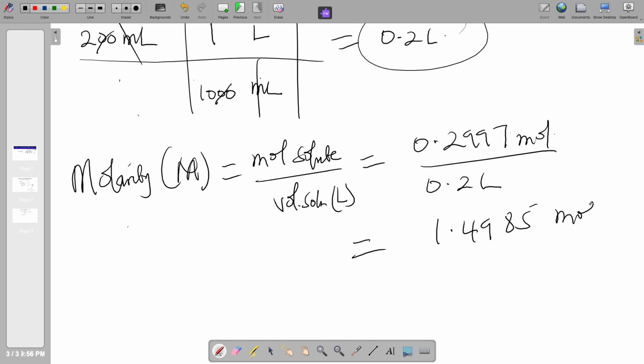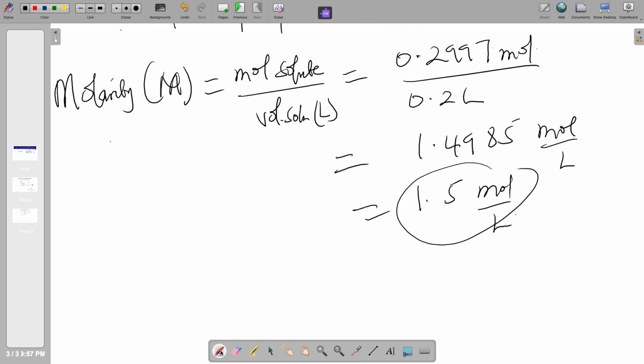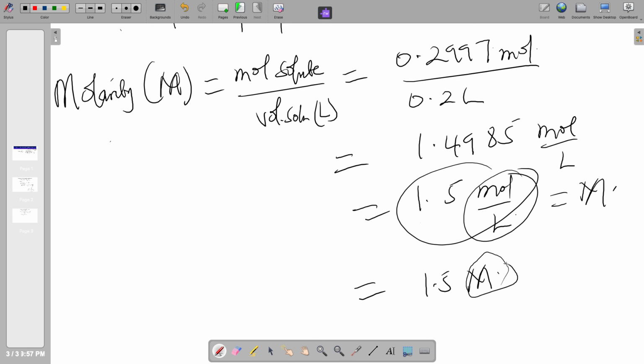Once we divide, our answer is 1.4985 moles per liter. We can round it to 1 decimal place, so this will be 1.5 moles per liter. That is our answer. But usually you don't see moles per liter, so we transition the moles per liter to uppercase M. We'll say 1.5 molar, and the M here stands for molarity. So 1.5 molar. That's the solution concentration, molarity.